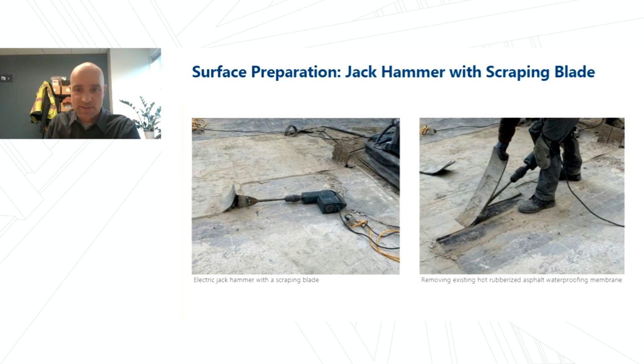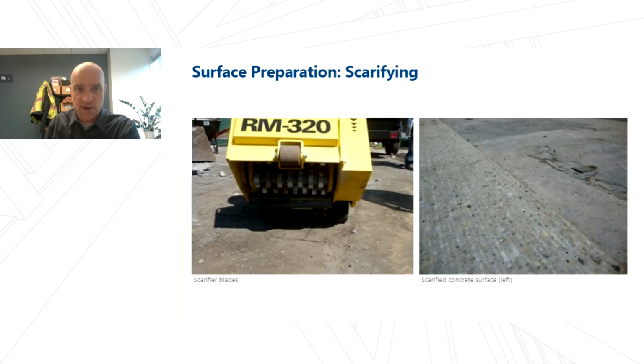In order to remove an existing membrane, there's really two effective techniques. One is scraping and removing it with a jackhammer equipped with a scraping blade. Another is to use a scarifier. Scarifying is a more aggressive surface preparation. Scarifiers use spinning blades to chip away at the concrete surface.